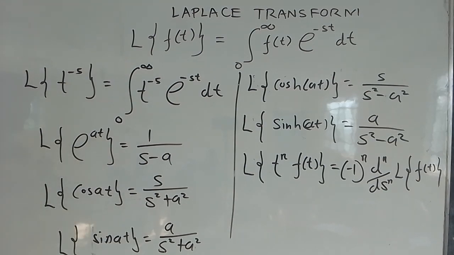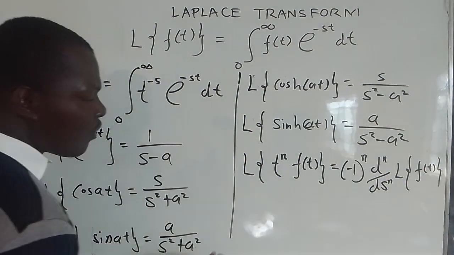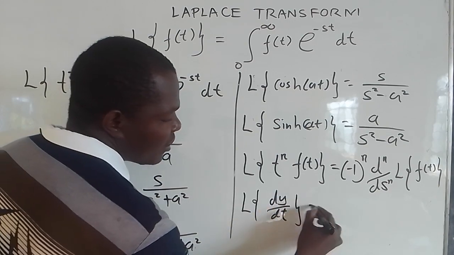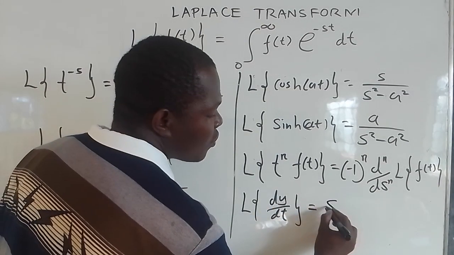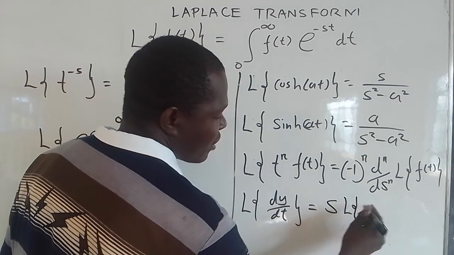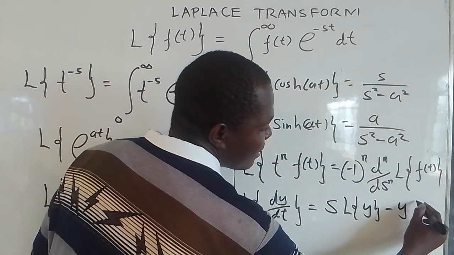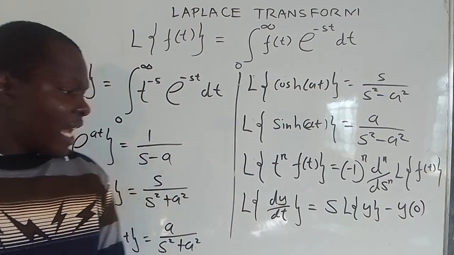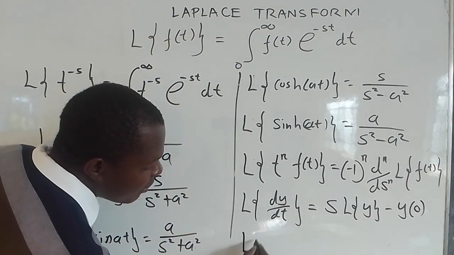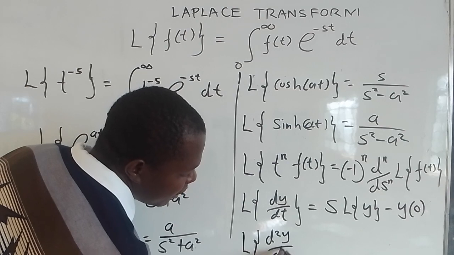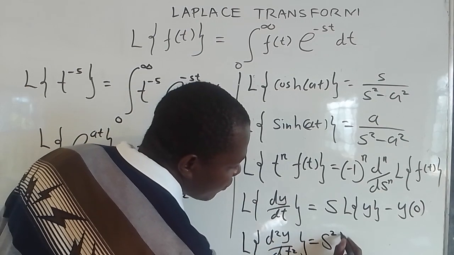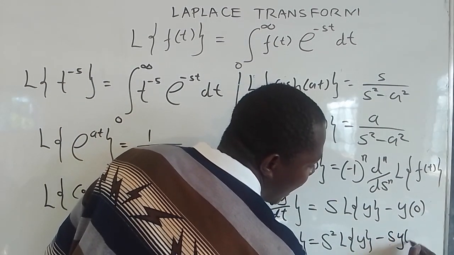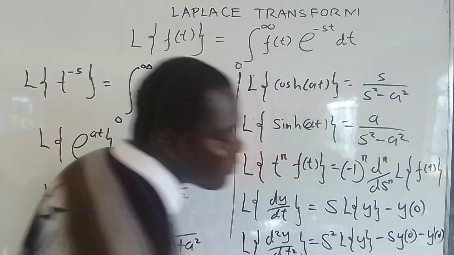Then you went ahead and you found out that the Laplace transform of the first derivative was given by s times the Laplace transform of y minus y of 0, isn't it? When x is 0, isn't it? Then you went ahead and you found out that the Laplace transform of the second derivative is given by s squared times the Laplace transform of y minus s y of 0 minus y prime of 0, isn't it?